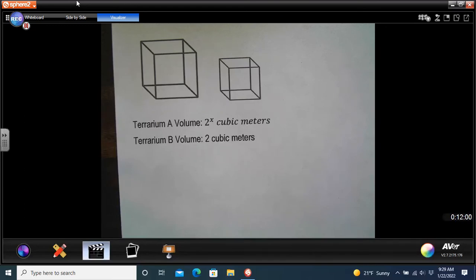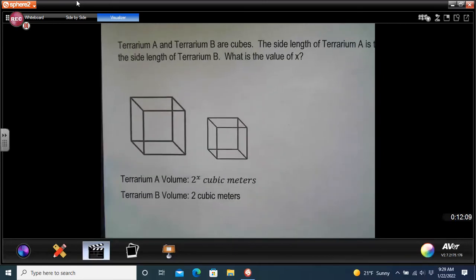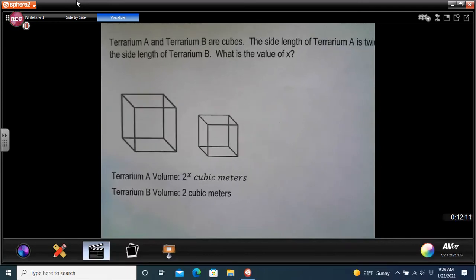So we have two terrariums, terrarium A and terrarium B, and they are cubes. And the side length of terrarium A is twice the side length of terrarium B. That's a lot of words. It's a hard word to say. And we want to find the value of x.